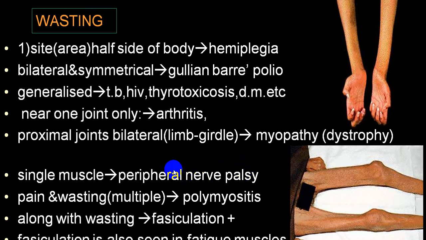Single muscle involvement very frequently in a peripheral neuropathy or peripheral nerve palsy. Single group of muscles, and that will be lower motor neuron variety. You can also have painful wasting of the muscle in multiple muscles in case of polymyositis, and particularly in a lower motor neuron palsy along with wasting you will see fasciculations. Also fasciculation can be seen in a fatigued muscle.